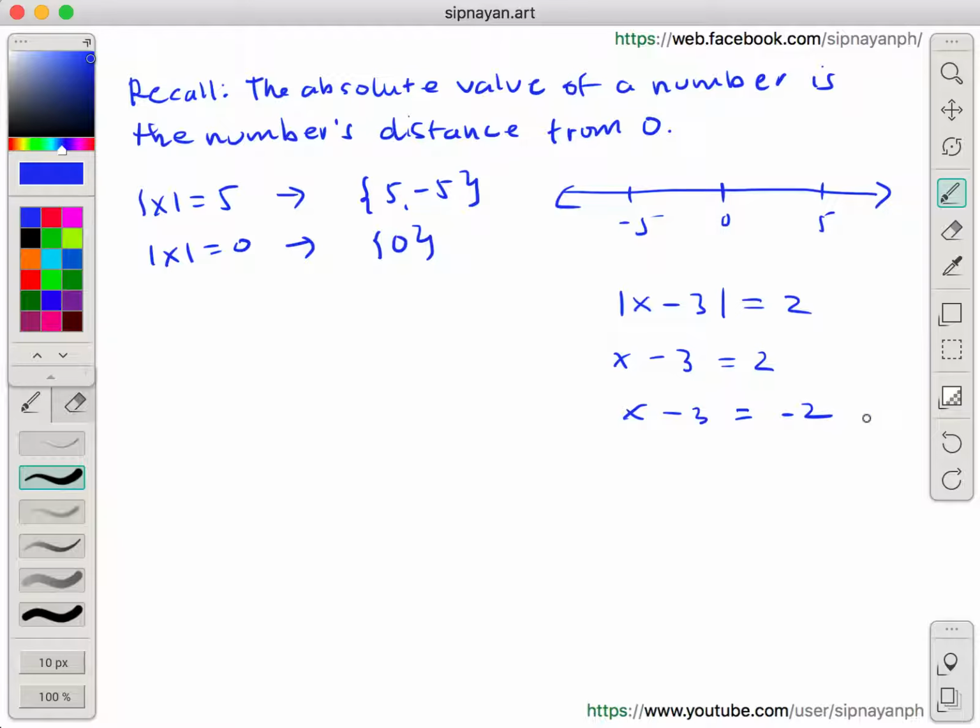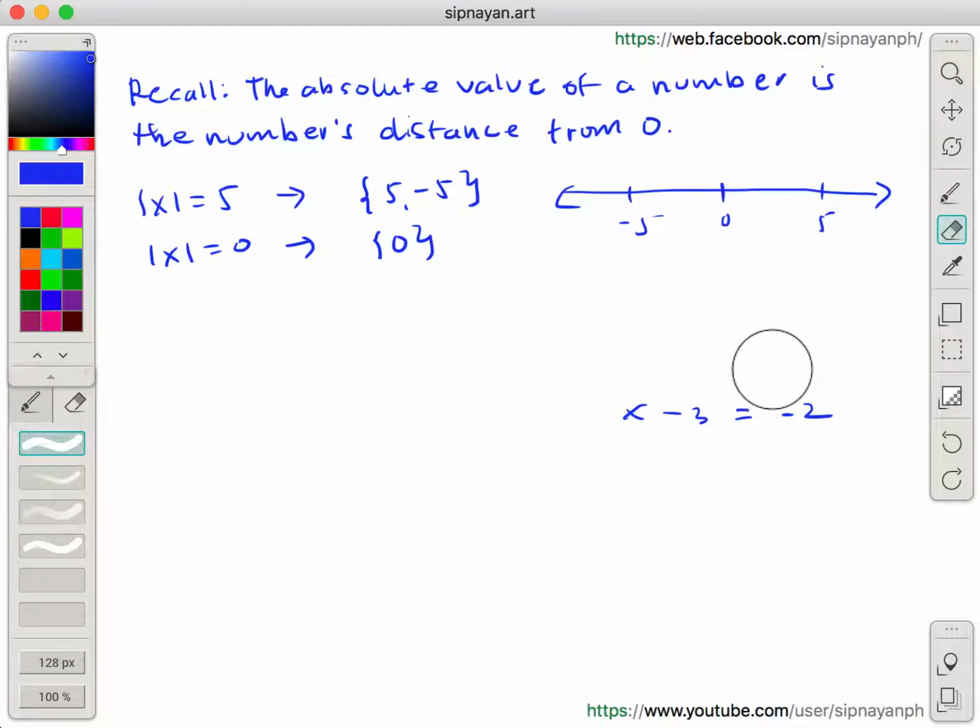That's the reason why we equate the expression inside the absolute value to two numbers which are negative of each other. This is where it comes from, because both on the left and on the right there is a number that is that many units away from 0. I hope that's clear.